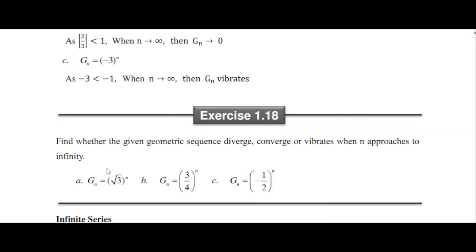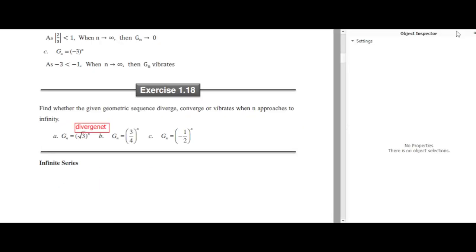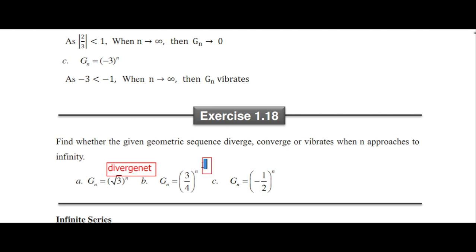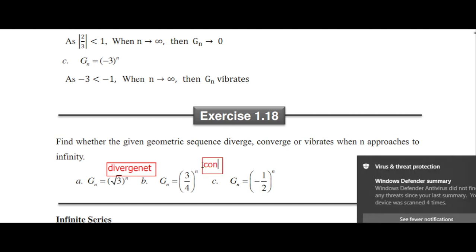This is a divergent sequence. Whereas number B, 3/4 is the common ratio. 3/4 is less than 1, so this is convergent. As n approaches infinity, 3/4 to the power of n approaches 0, so this is convergent.